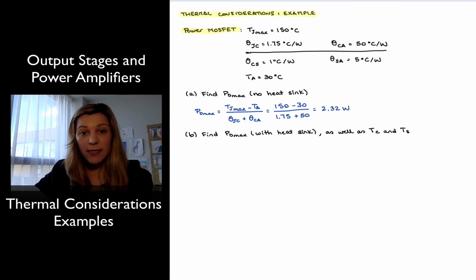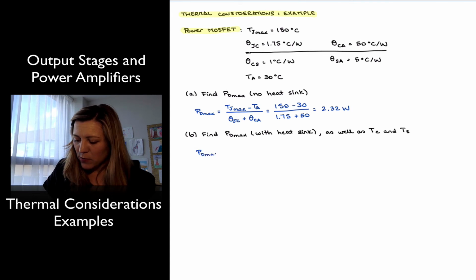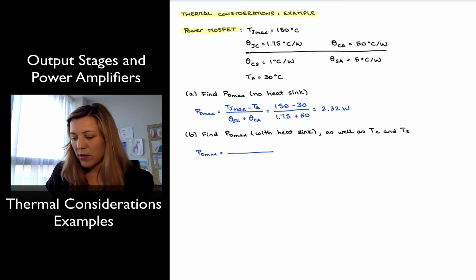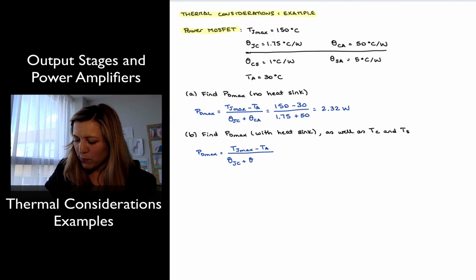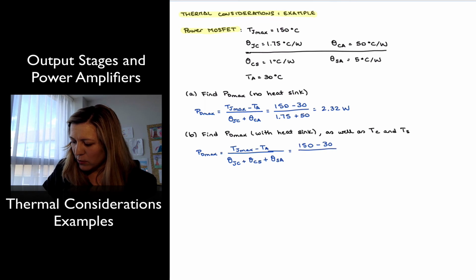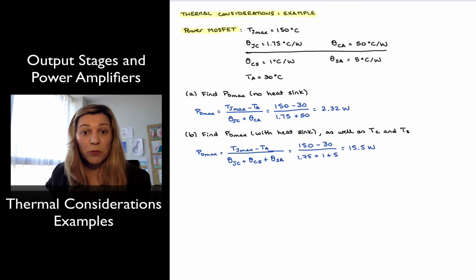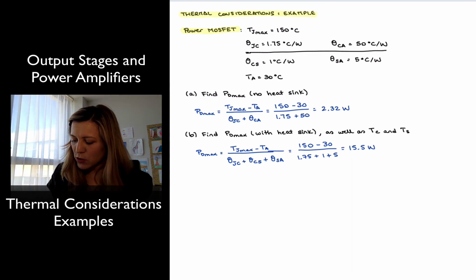And now, if we add the heatsink to the transistor and we want to calculate the maximum power dissipation, we have essentially altered our thermal characteristics for the circuit by lowering the thermal resistance. So we'll have Tj max minus Ta divided by theta from junction to case, plus from case to sink, now with a sink, plus from sink to ambient. And this will be equal to 150 minus 30 divided by 1.75 plus 1 plus 5, which is equal to 15.5 watts. So we can see a dramatic improvement in our maximum allowed power dissipation before we get to the maximum junction temperature allowed for this transistor.